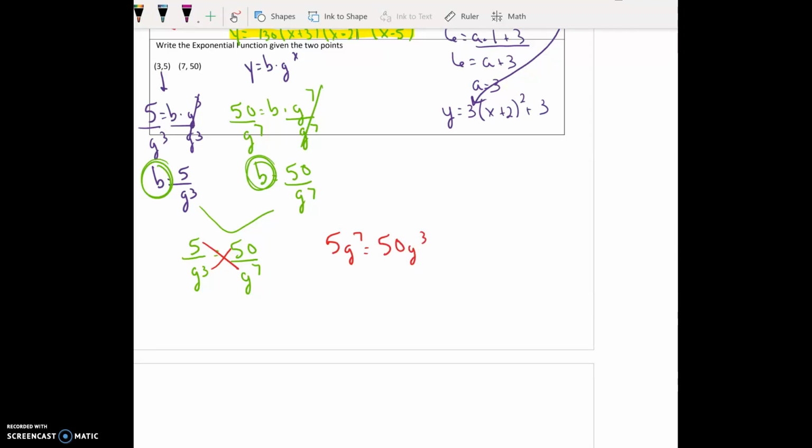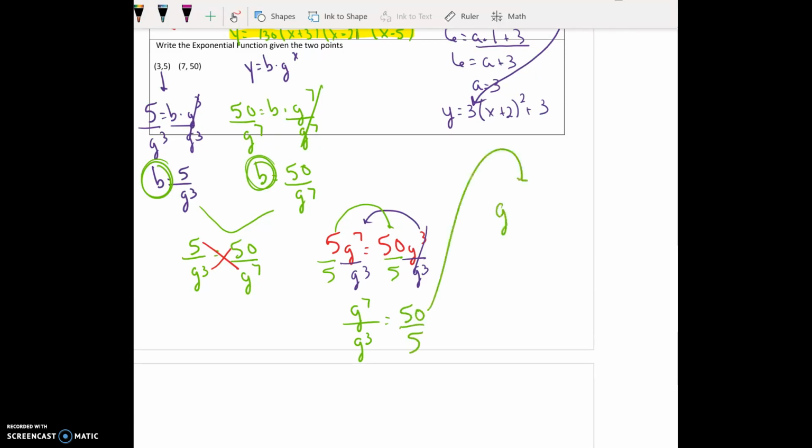So I always move the g's first, and I'm going to move this g to the third to the left side by dividing. And then I'm going to move the 5 over to the right side by dividing. So what ends up happening is, on the left side I have g^7 over g^3, on the right side I have 50 over 5, and then I'm just going to simplify, so I get g to the 4th equals 10. And so now to solve for g, I will need to take the 4th root.